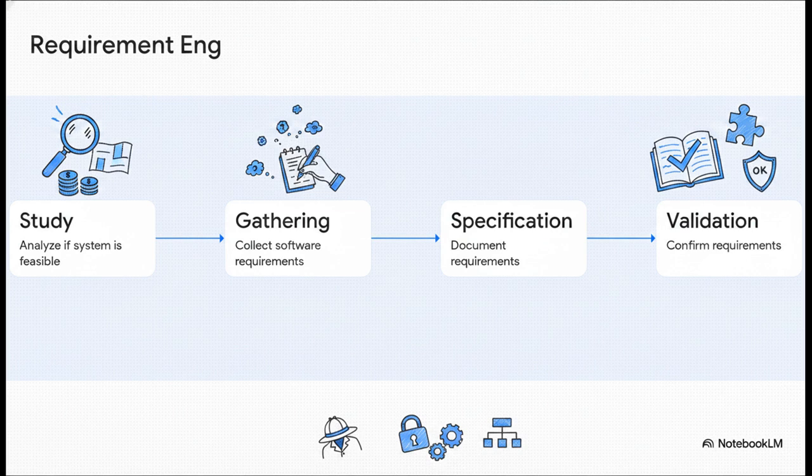It all starts with a feasibility study, basically asking, is this project even practically and financially possible? If the answer is yes, they move on to gathering the actual requirements, writing out the software specifications, and finally validating those requirements to make absolutely sure no one is asking for the impossible.